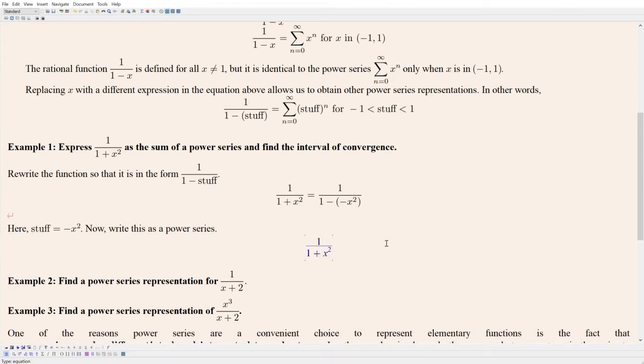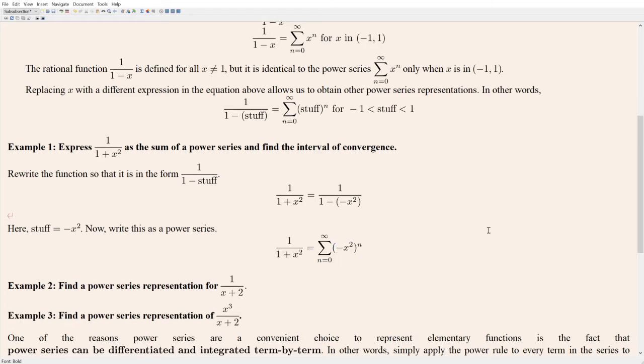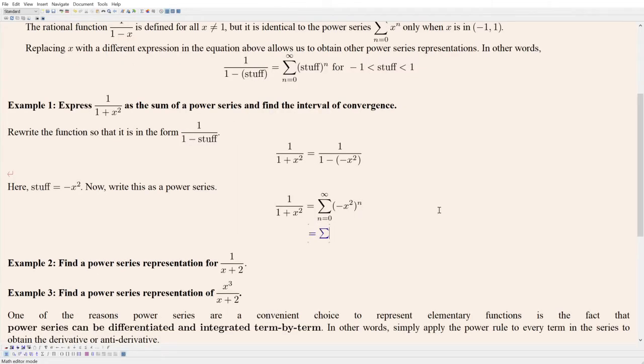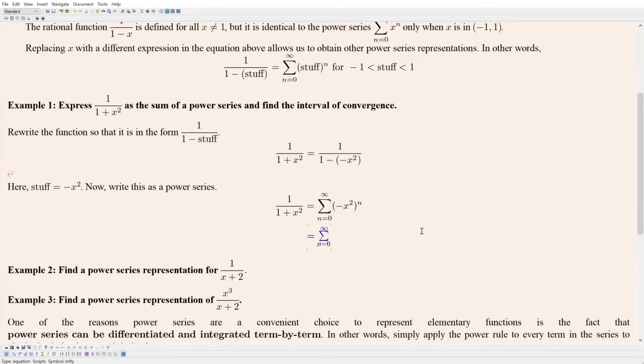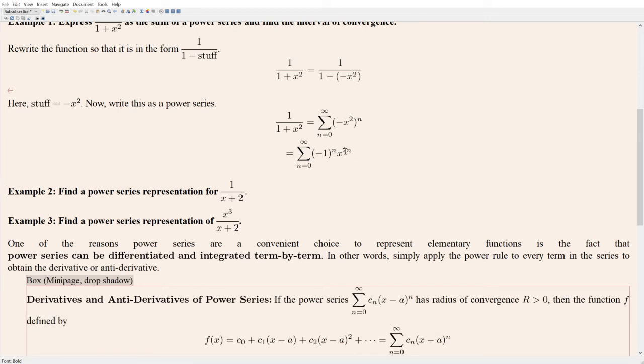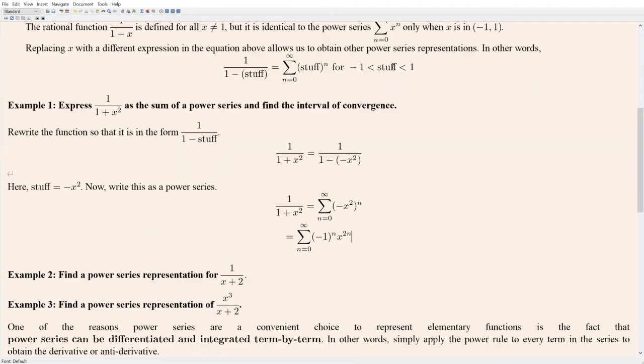So this is going to be the sum, as n goes from 0 to infinity, of stuff to the power n. And we can clean this up a little bit. Because this minus sign to the power n, well, that becomes an alternator. And then x to the 2n, like so. So it's a power series that only involves even terms, but that's fine. Now, what about the interval of convergence? Well, stuff needs to be between -1 and 1 for this to work.